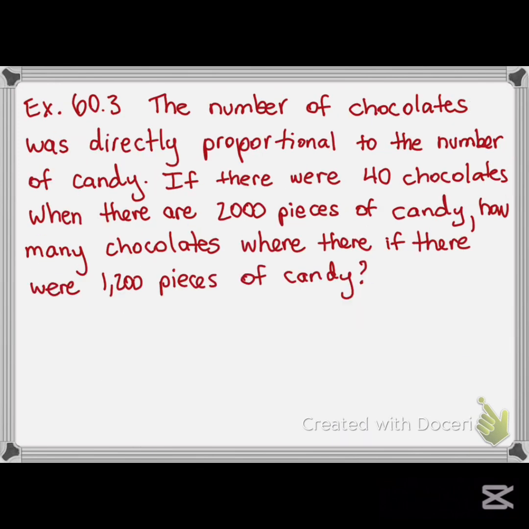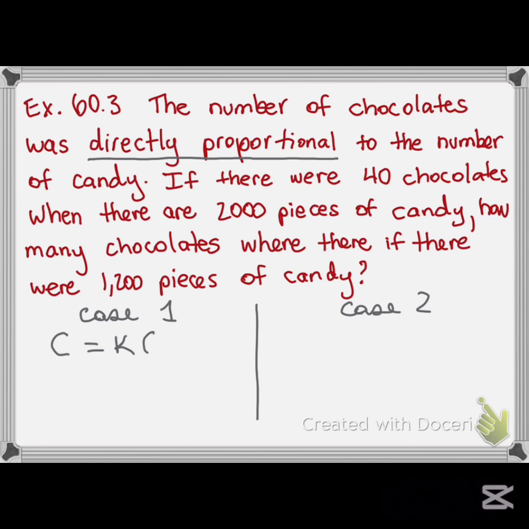I'll let you pause the video and try to do this one by yourself, and then you can check your process. It says the number of chocolates was directly proportional to the number of candy. If there were 40 chocolates when there are 2,000 pieces of candy, how many chocolates were there if there were 1,200 pieces of candy? So we see here that it is directly proportional, so we're going to use the first formula. So we have the number of chocolates equals K times the number of candy.